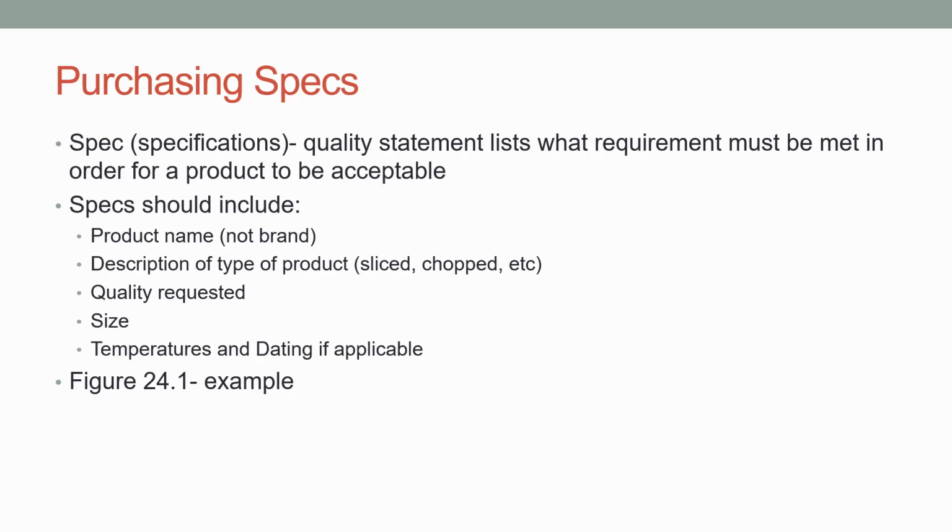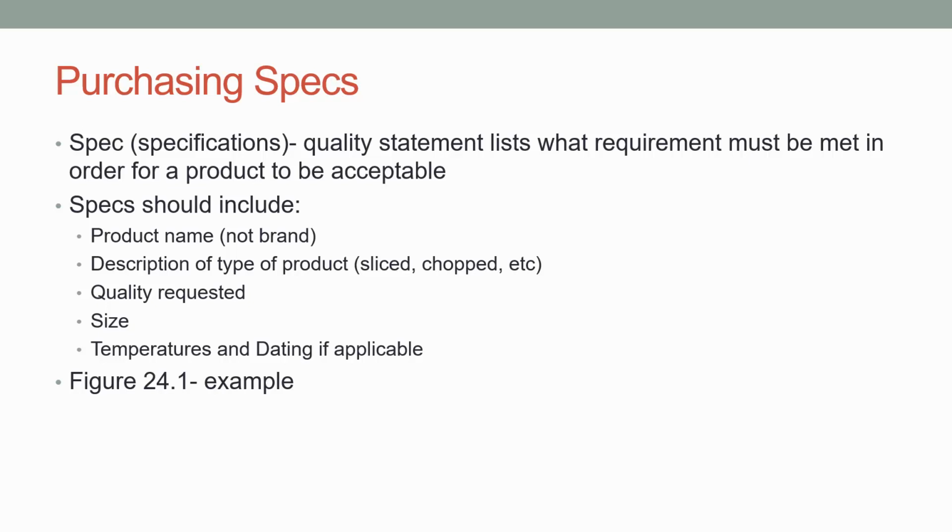So let's take a second to look at specs, as we call them, or specifications. And this is a quality statement that lists what requirements must be met in order for a product to be acceptable. You can see an example here if you're following along in your book on page 425, or figure 24.1, that gives an example of what a spec form may look like. And again, this is just the format for what you may use in your operation. So obviously you want to include your product name, not necessarily the brand name. In some cases you may need a specific brand, and then that's okay.